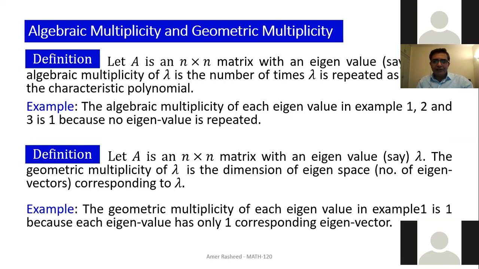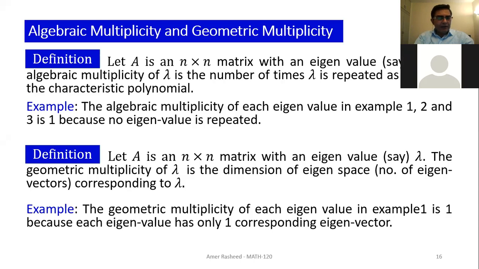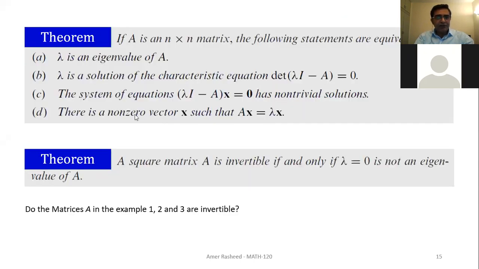So according to the definition of the algebraic multiplicity, basically, if we have a matrix of order n cross n, then... Yes, anybody, can you repeat the last slide? So let's start with the last slide. This one, the theorem we discussed last time. This theorem contains equivalent statements.